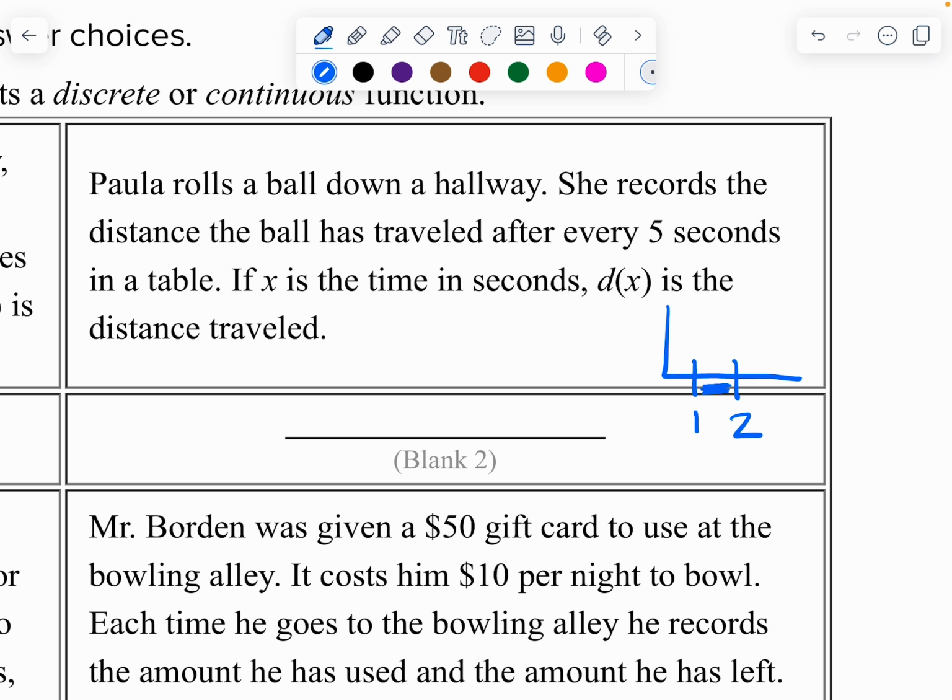We can have 1.2 seconds, 1.11111111 seconds. Same for distance. We're talking about distance. You don't just hop. The ball's not going to hop from one distance to the next and like poof for a second and go away. So this one is continuous.